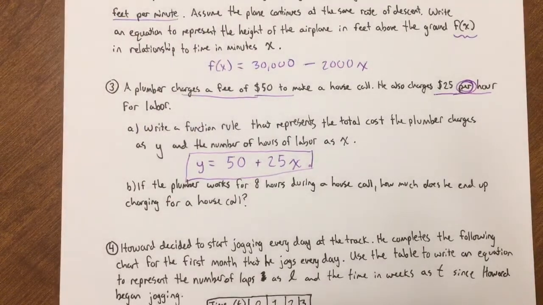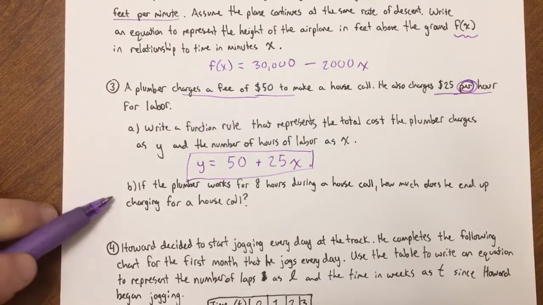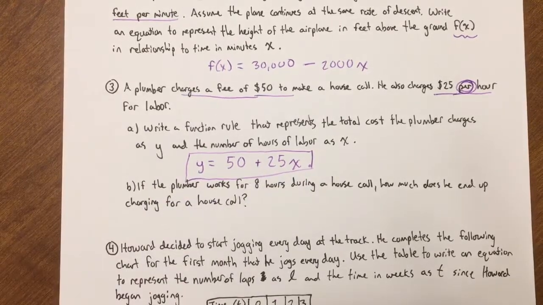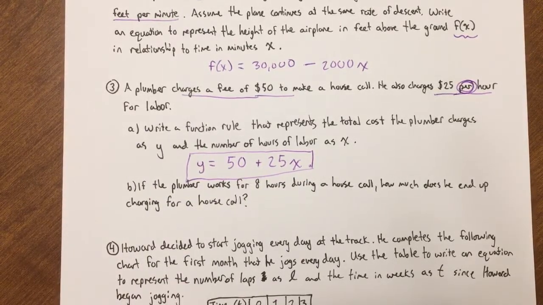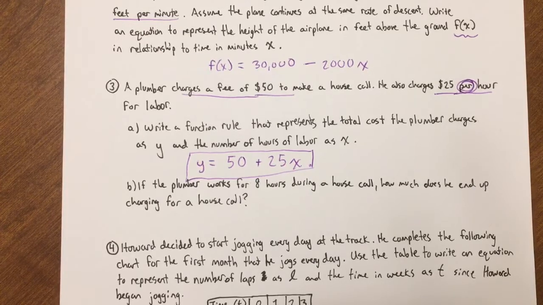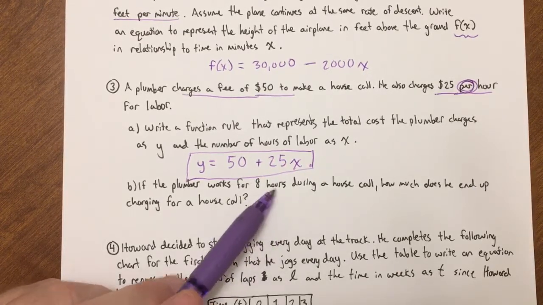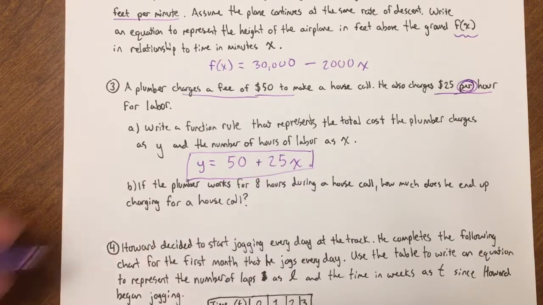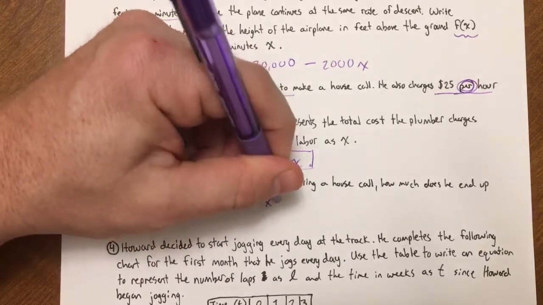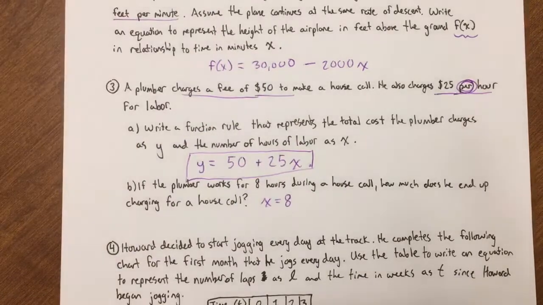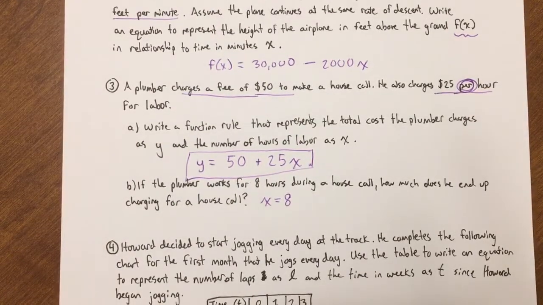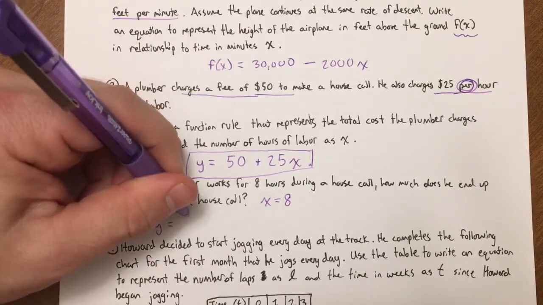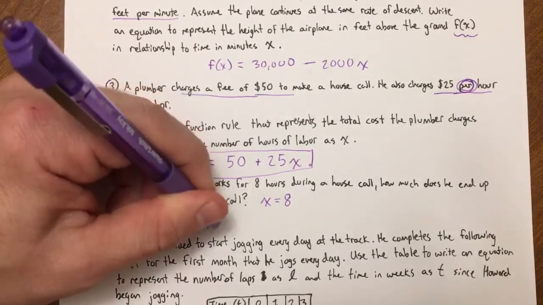So here's what we're going to do for part B. It says if the plumber works for 8 hours during a house call, how much does he end up charging for the house call? Well, remember, x in this situation represents the number of hours of labor. So what we're going to do is plug in 8 for x and then solve the function for that number by plugging it in.